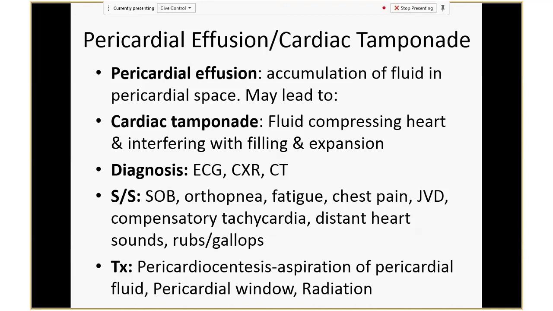And then pericardial window is pretty much the same thing as a pericardiocentesis. It's just going to work a little better, and it puts a little shunt in there, so then it drains better. Some signs and symptoms of a pericardial effusion. Obviously, if your heart's not able to pump effectively, you could have shortness of breath. You could have blood pressure problems, hemodynamic instability. You could have distant heart sounds, and also you could have like a rub or a gallop.